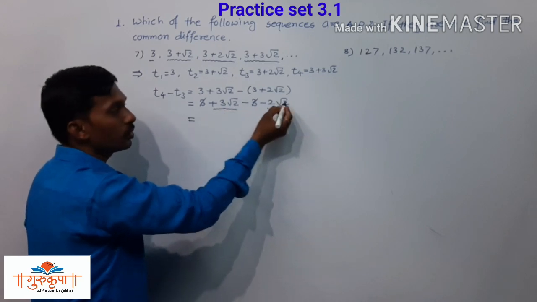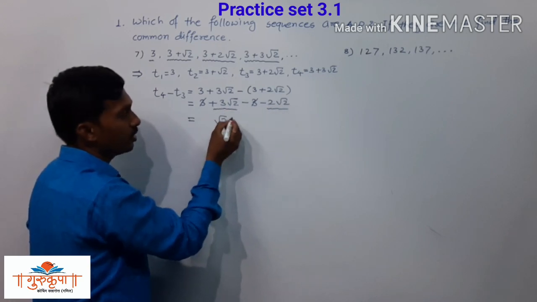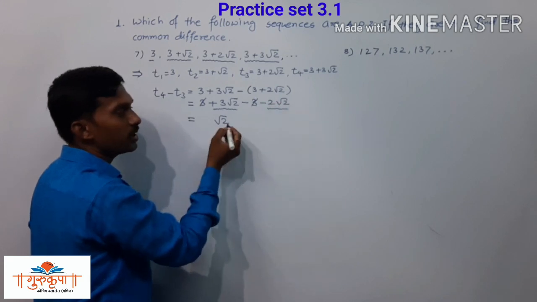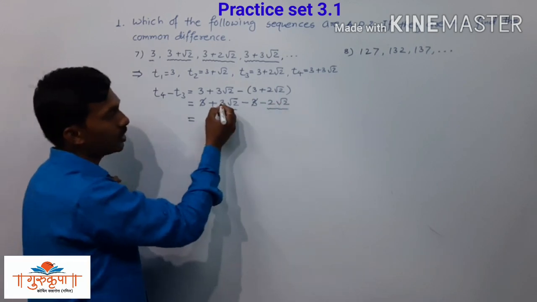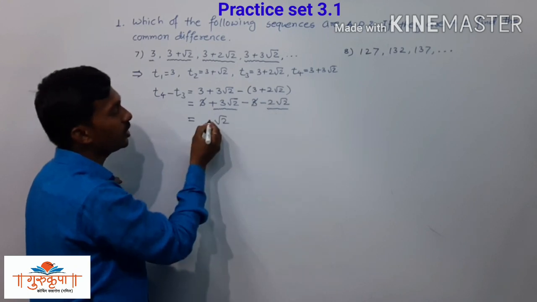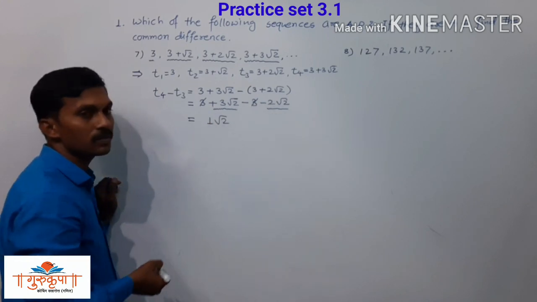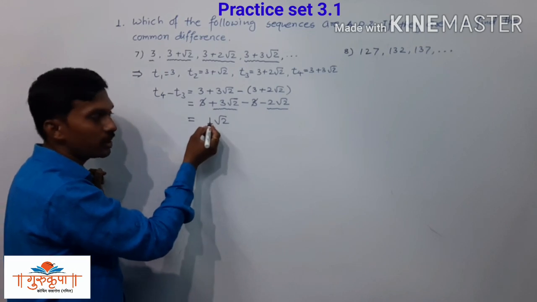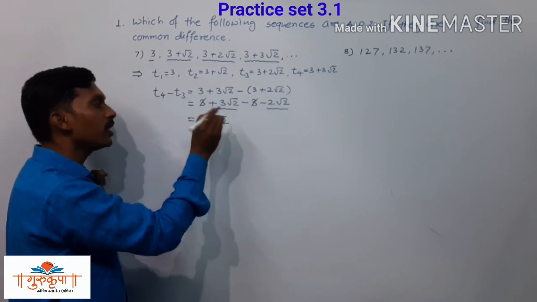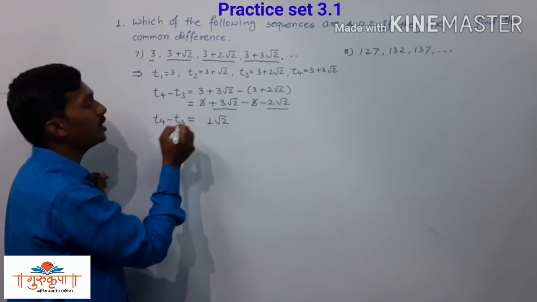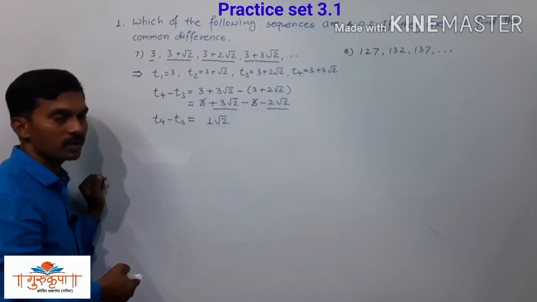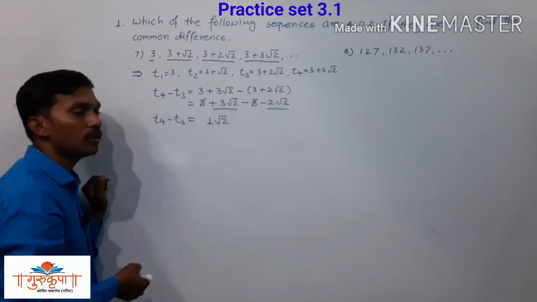This root 2 remains as it is, and we just have to take the subtraction of the coefficients, plus 3 minus 2, that is 1. It is not necessary to write 1 here. You can simply write it as root 2 only. So T4 minus T3 is equal to root 2.